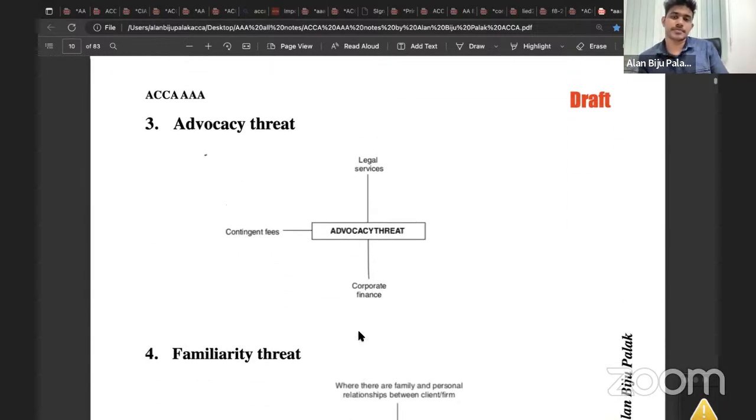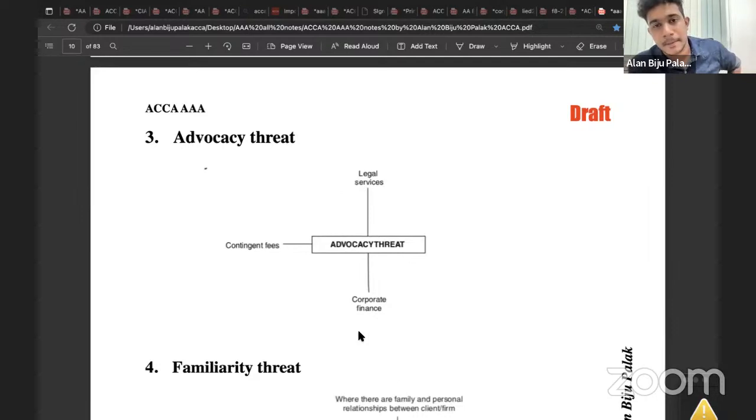What about the advocacy threat? Advocacy. Representation of the client. Yes, you might be representing the client company at any point, and that gives rise to advocacy threat. Sometimes the client company might ask you to represent the company for getting a bank loan, or they might ask you to present the company's financial statements, maybe for a board meeting or for any other kind of shareholders meeting. In that case also, it would result in advocacy threat.